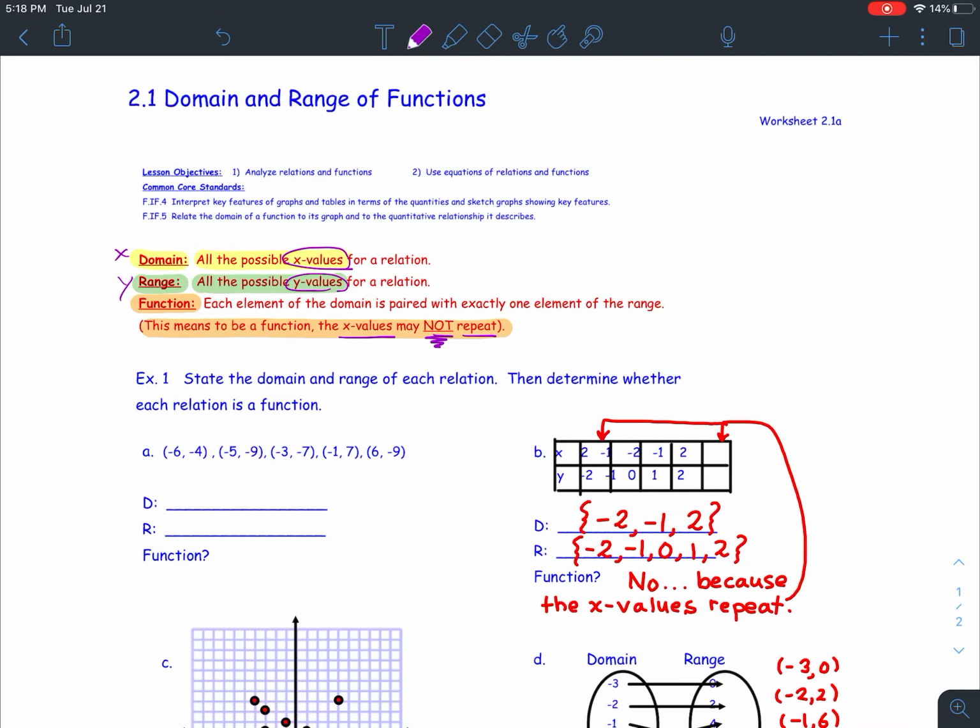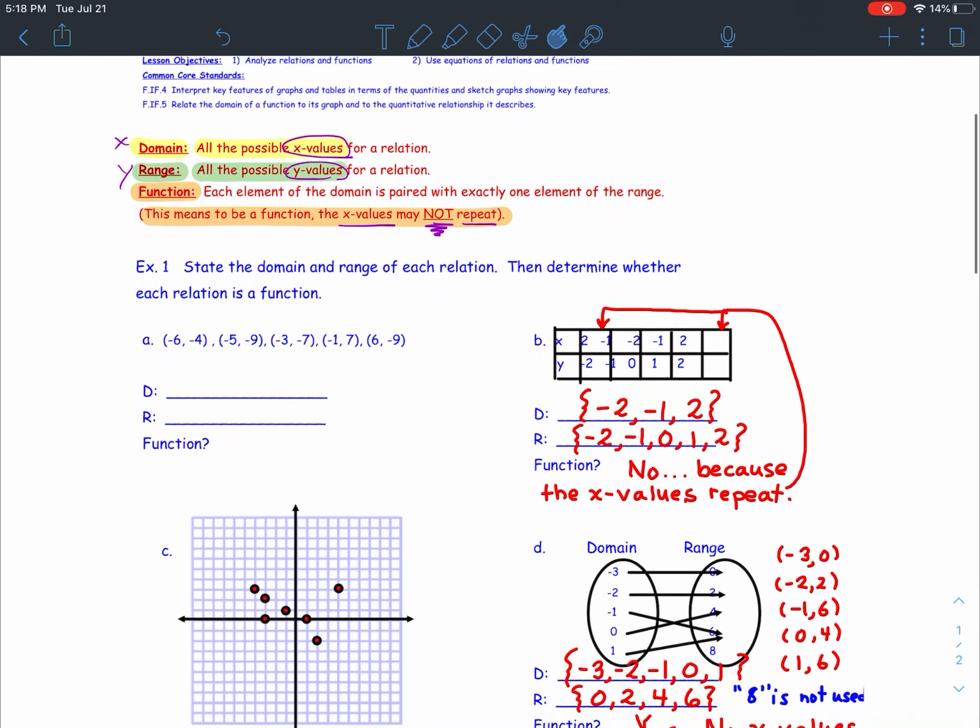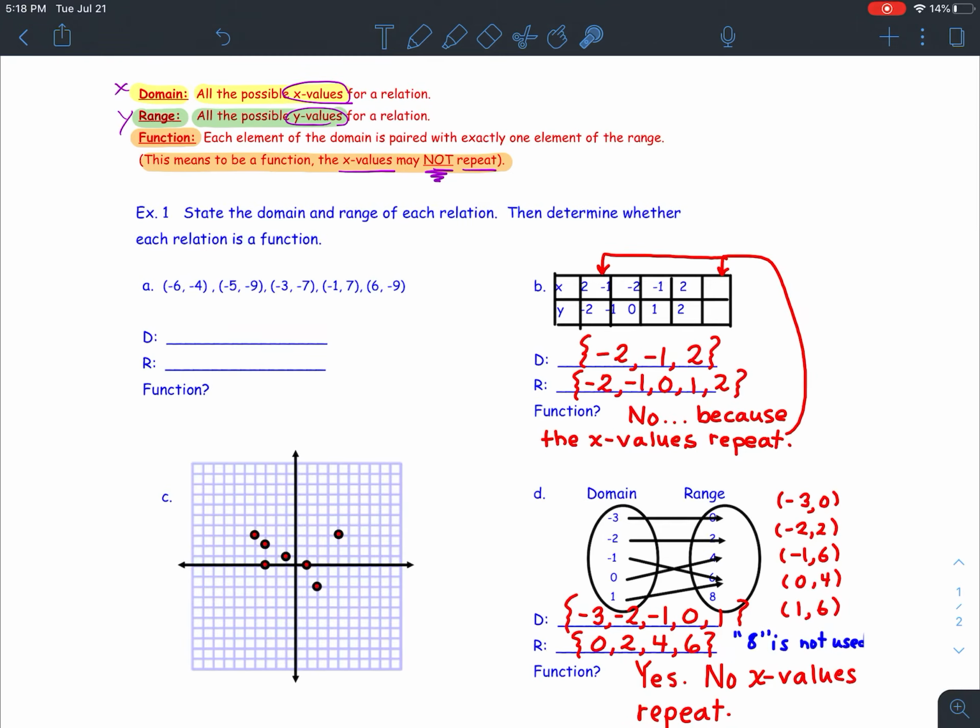So you can be given relations in lots of different ways. You can see in these examples below here. In this first example, we're given several ordered pairs or points. In the second example, we're also given points, but we're given it in the form of a table. In example C, we're just given points plotted. In example D here, this is called a mapping. We're given the points expressed like this, and we can talk through that here in just a moment.